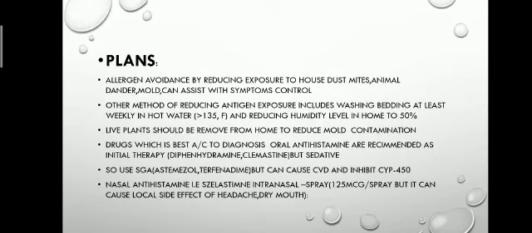Drugs which are best used as initial therapy are oral antihistamines like diphenhydramine and clemastine, but they have the side effect of sedation. So we use other second generation antihistamines like astemizole and terfenadine, but they also have side effects of cardiovascular disorder and they inhibit the liver enzyme cytochrome P450. The nasal antihistamines like azelastine intranasal spray, 125 mcg per spray, can also have some side effects related to headache and dry mouth.